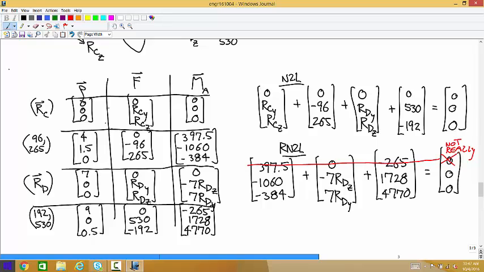And so what you get is, and this one is obviously useless, so what you get is 4 equations for 4 variables, and you can solve for those reaction loads. Any other questions about that one?